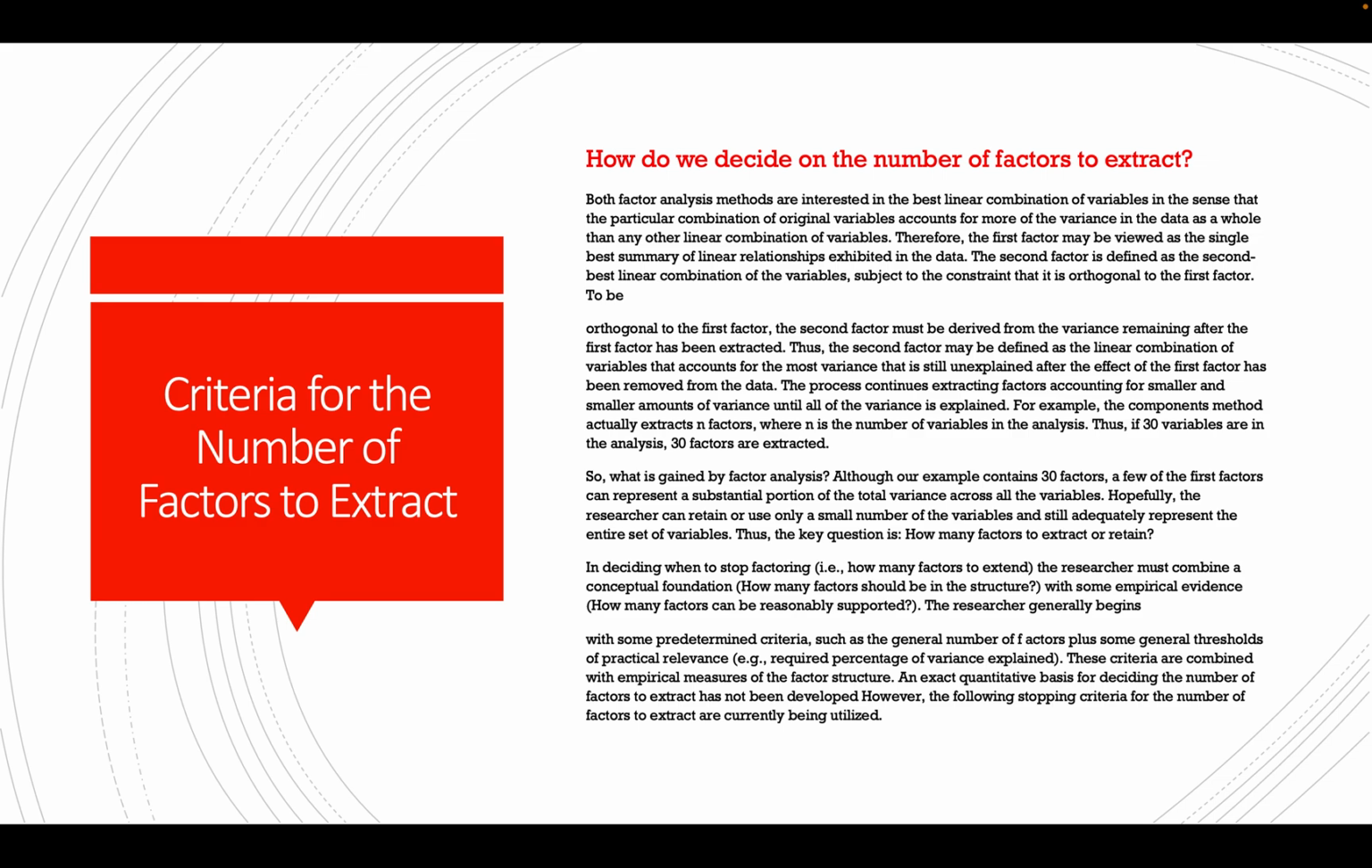reasonably supported. The researcher generally begins with some predetermined criteria, such as the general number of factors plus some general threshold of practical relevance, for example, a required percentage of variance explained. These criteria are combined with empirical measurement of the factor structure. An exact quantitative basis for deciding the number of factors to extract has not been developed. However, the following stopping criteria for the number of factors to extract are currently being utilized.